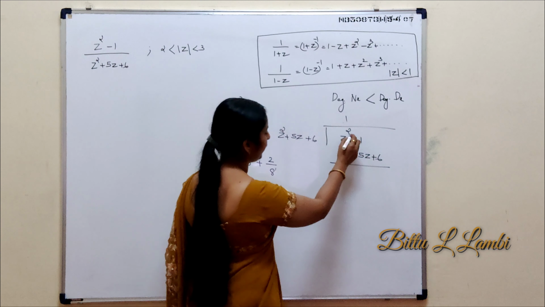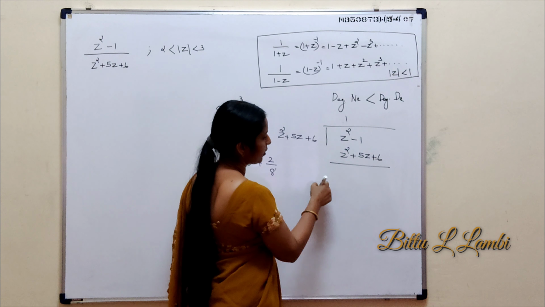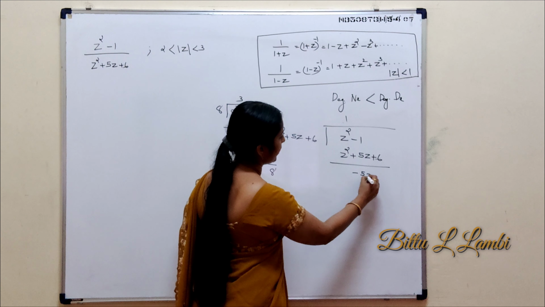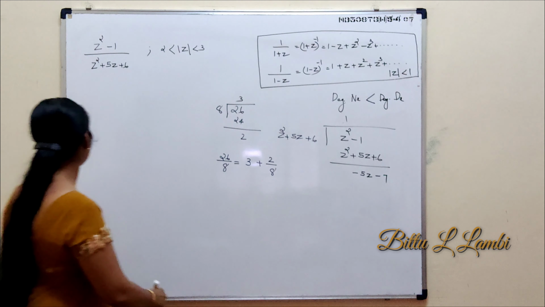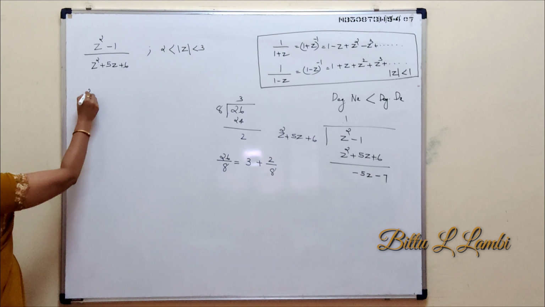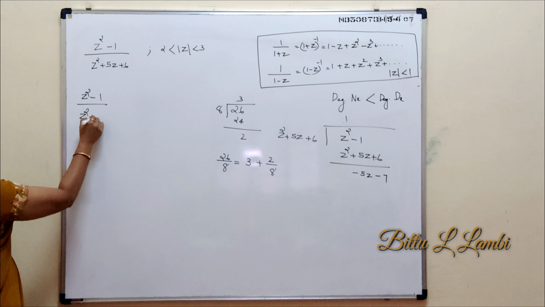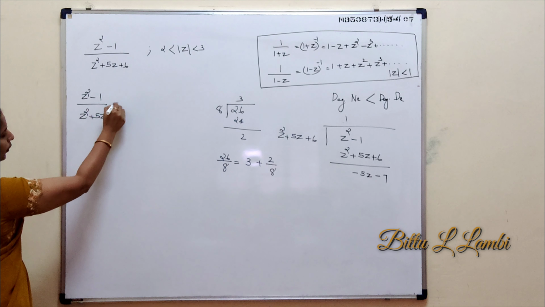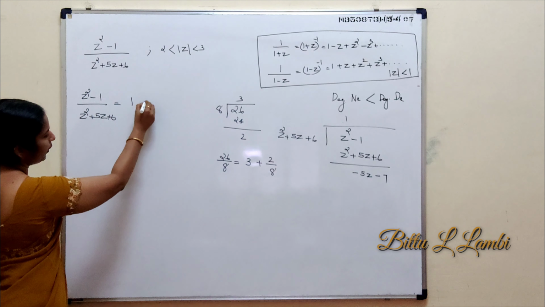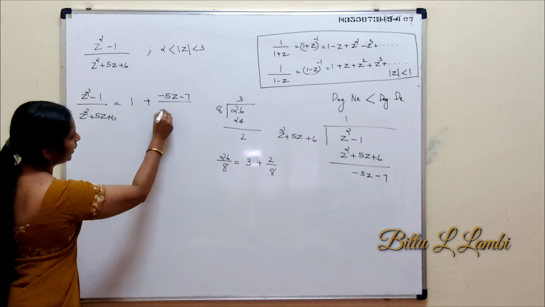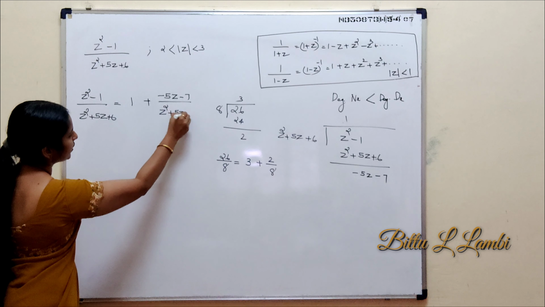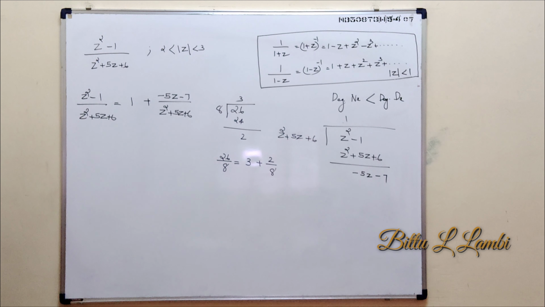So here you subtract: z square will cancel, minus 5z, minus 1 minus 6, that is minus 7. So we can write (z square minus 1) by (z square plus 5z plus 6) is equal to 1 plus (minus 5z minus 7) by (z square plus 5z plus 6), like this.